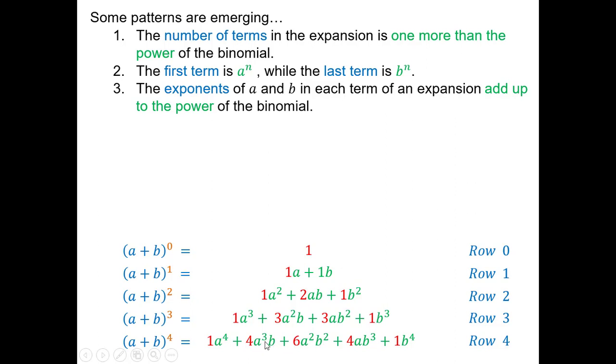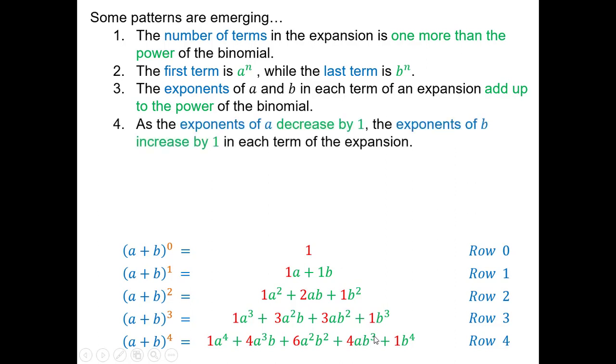Now there's something else we should recognize as well, is that the exponents at each term add up to n, add up to this exponent. So if the exponent is 4, then the sum of the exponents should be 4. 3 plus 1 is 4. 2 plus 2 is 4. 1 plus 3 is 4, and so on. So as the exponents of a decrease by 1, the exponents of b increase by 1, which is what we just recognized.